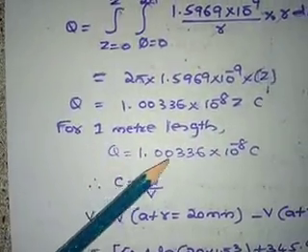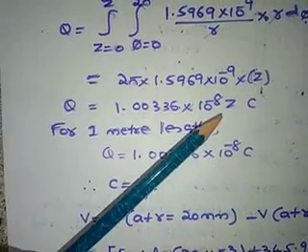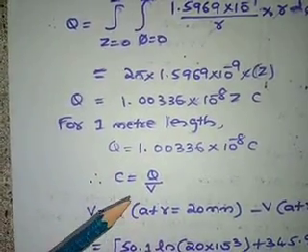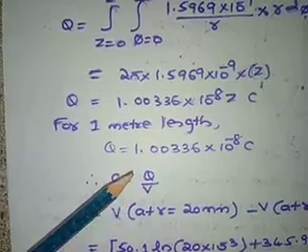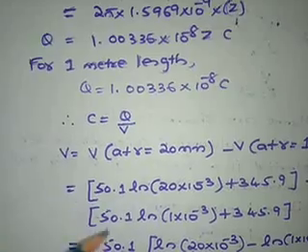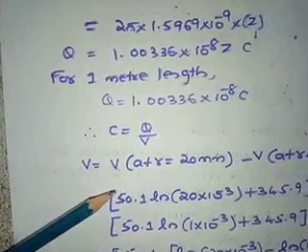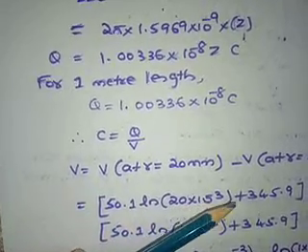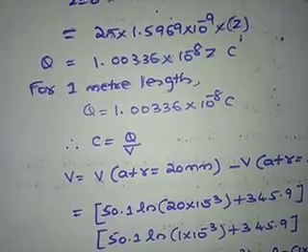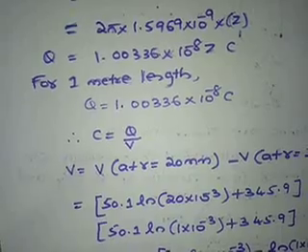Now we have to calculate for 1 meter length. So for 1 meter length, Q is equal to 1.0036 into 10 to the minus 8 into 1, z is 1, right? Now we know Q, and we need V, so we substitute Q and V in the equation C is equal to Q by V. Before that we have to find the V value. V is equal to V at r equal to 20 mm minus V at r equal to 1 mm, because there is a potential difference. We should know the potential difference between the two right circular cylinders, in the region we are finding.